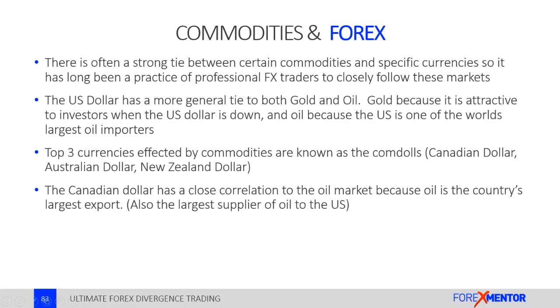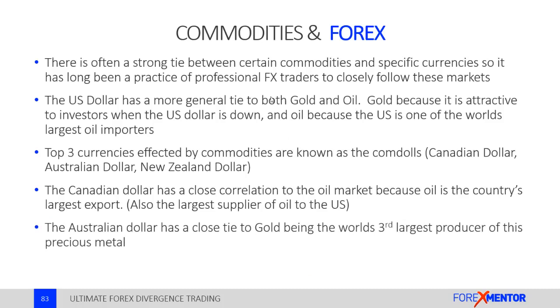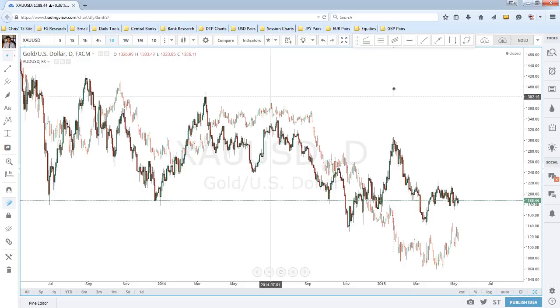Similar to the Canadian dollar and oil, the Australian dollar has a close tie to the gold market, since Australia is the world's third largest producer of gold. In this example, you can see the gold market, which are the candles, and the Australian dollar being the bars. Okay, so you can see the close correlation between gold and the Australian dollar.